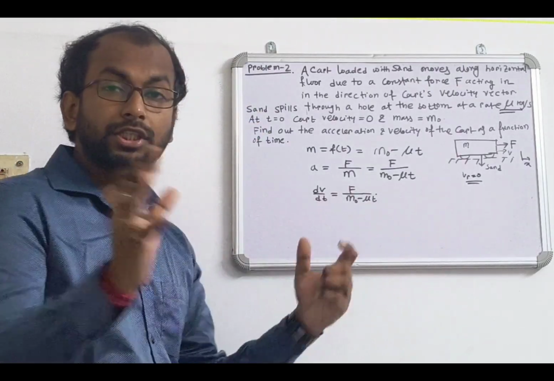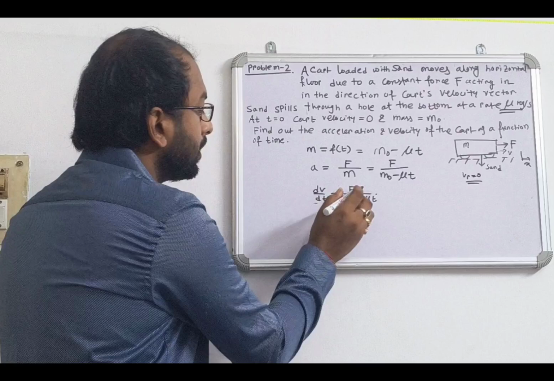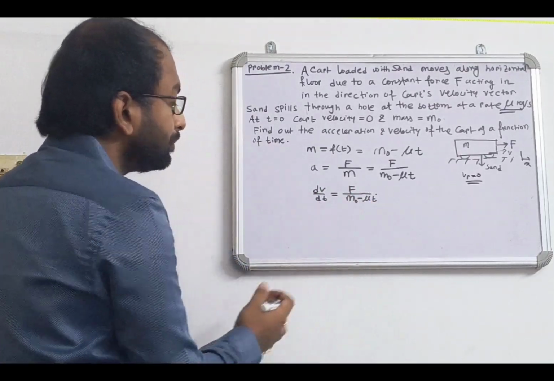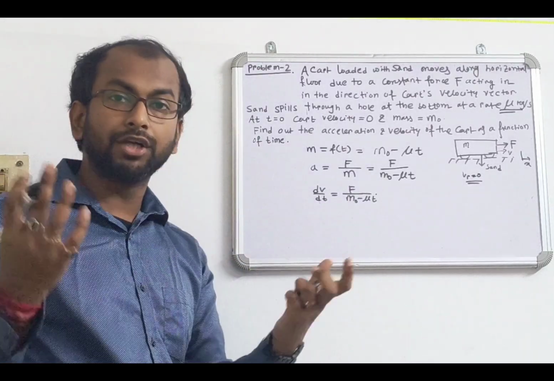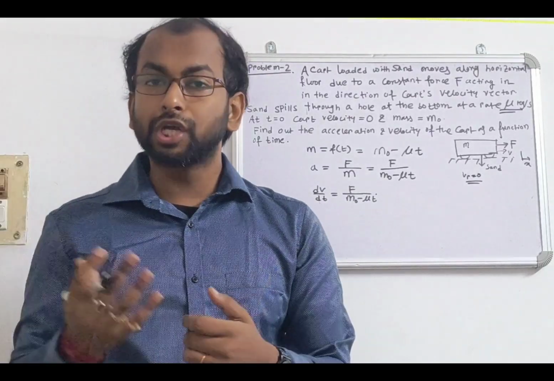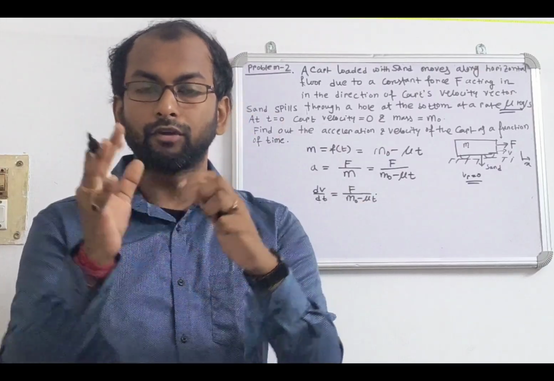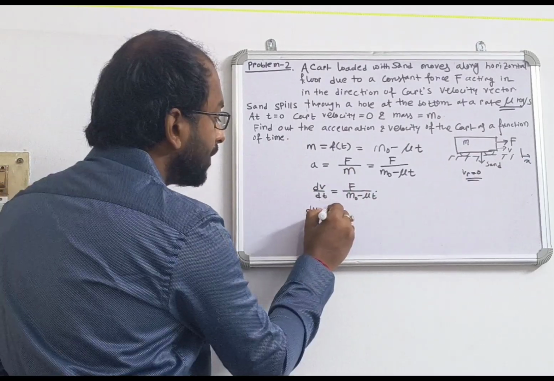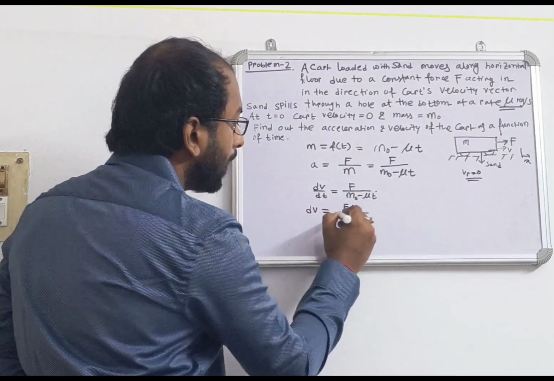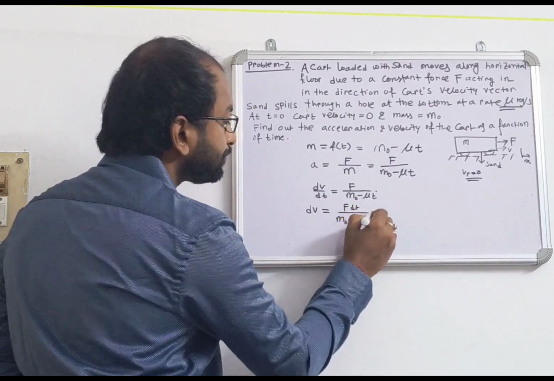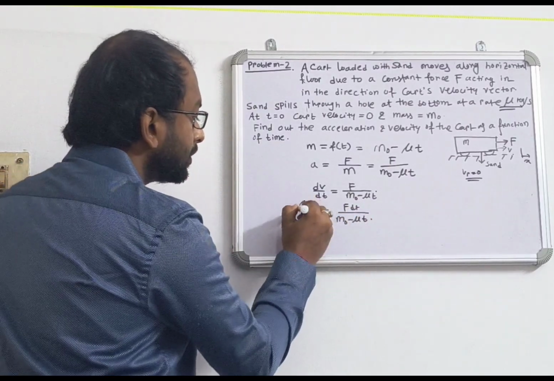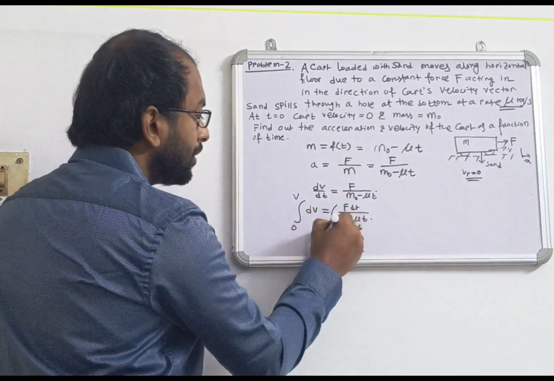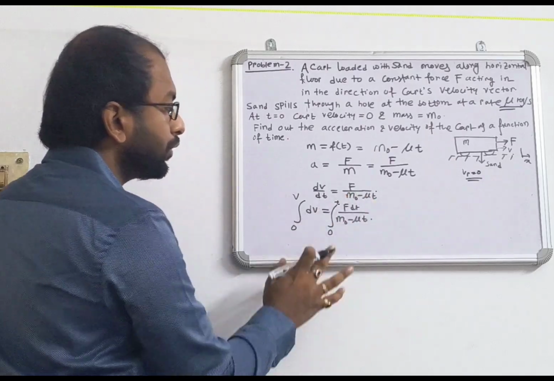So at any point of time, dv/dt is equal to F by m0 minus mu t. Now see, as I told you, the acceleration is not constant; rather it is increasing with time because the mass is decreasing. So you can write dv equal to F dt by m0 minus mu t. The initial velocity is 0, at any point of time the velocity is v, and time initially is 0. So we can perform this integration.